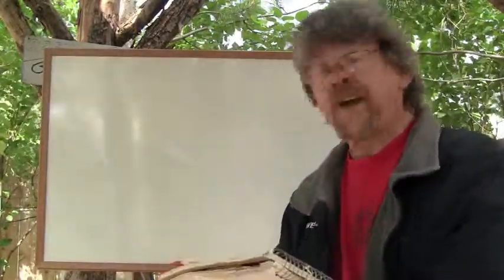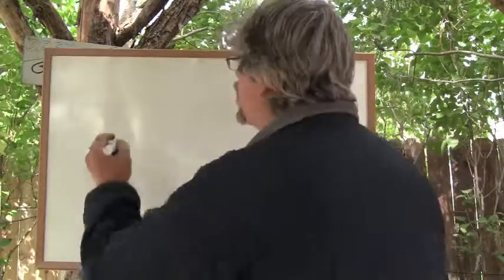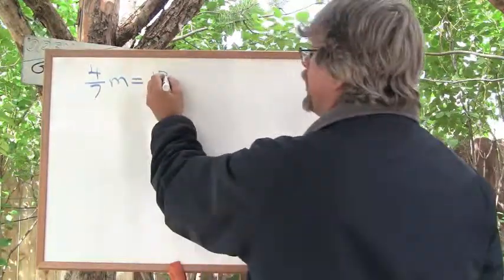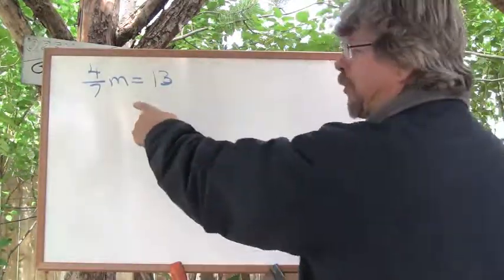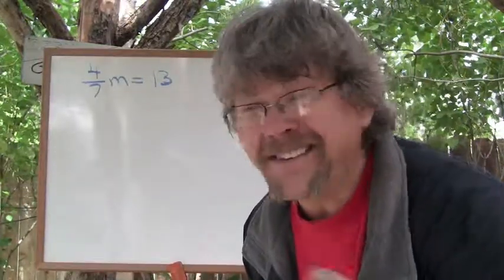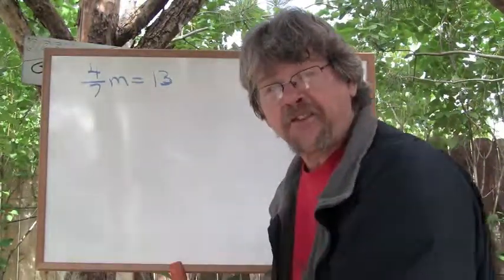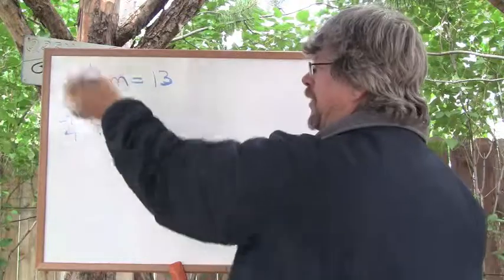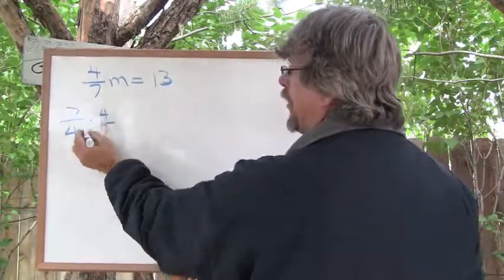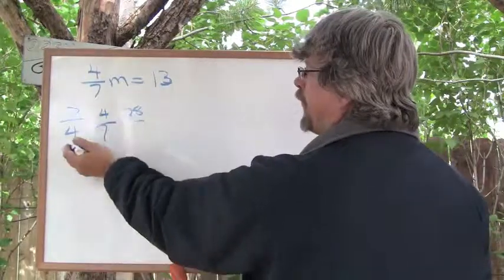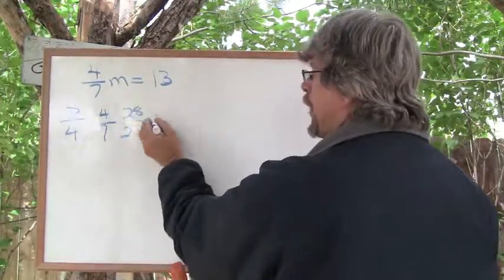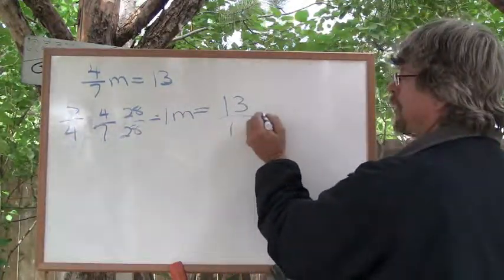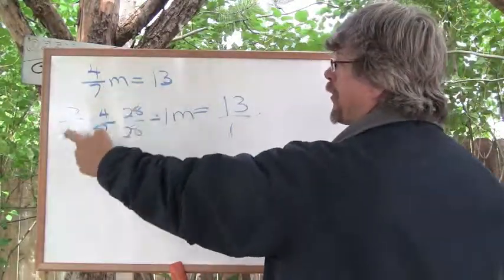Okay, let's check this out. 4/7 m equals 13. It doesn't matter what number, it doesn't matter what variable, it doesn't matter what fraction. This is easy. Multiply by the reciprocal of the fraction to isolate the variable. 7/4, the reciprocal, is just turning the fraction upside down, times 4/7. 7 times 4 is 28. 4 times 7 is 28. 28 over 28 is simply 1m, equals 13, which is 13 over 1, times the reciprocal of 4/7.